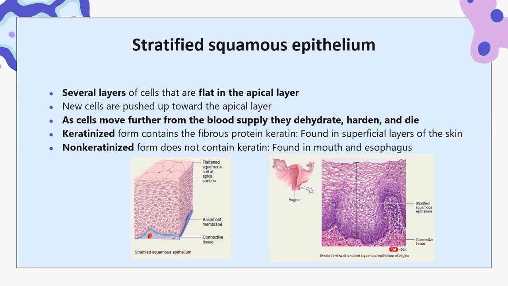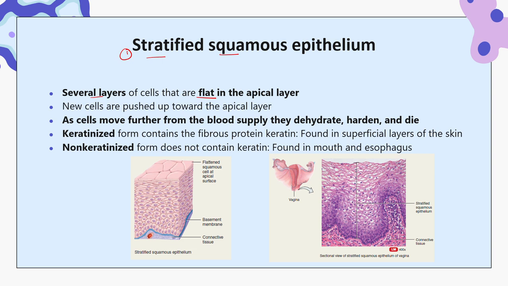First is stratified squamous epithelium. Stratified means several layers are present. Squamous means flat or tile-like cells are present on the basement membrane. Now new cells are pushed up towards the apical surface. So multiple layers are present, and new cells will be pushed up towards the apical surface.